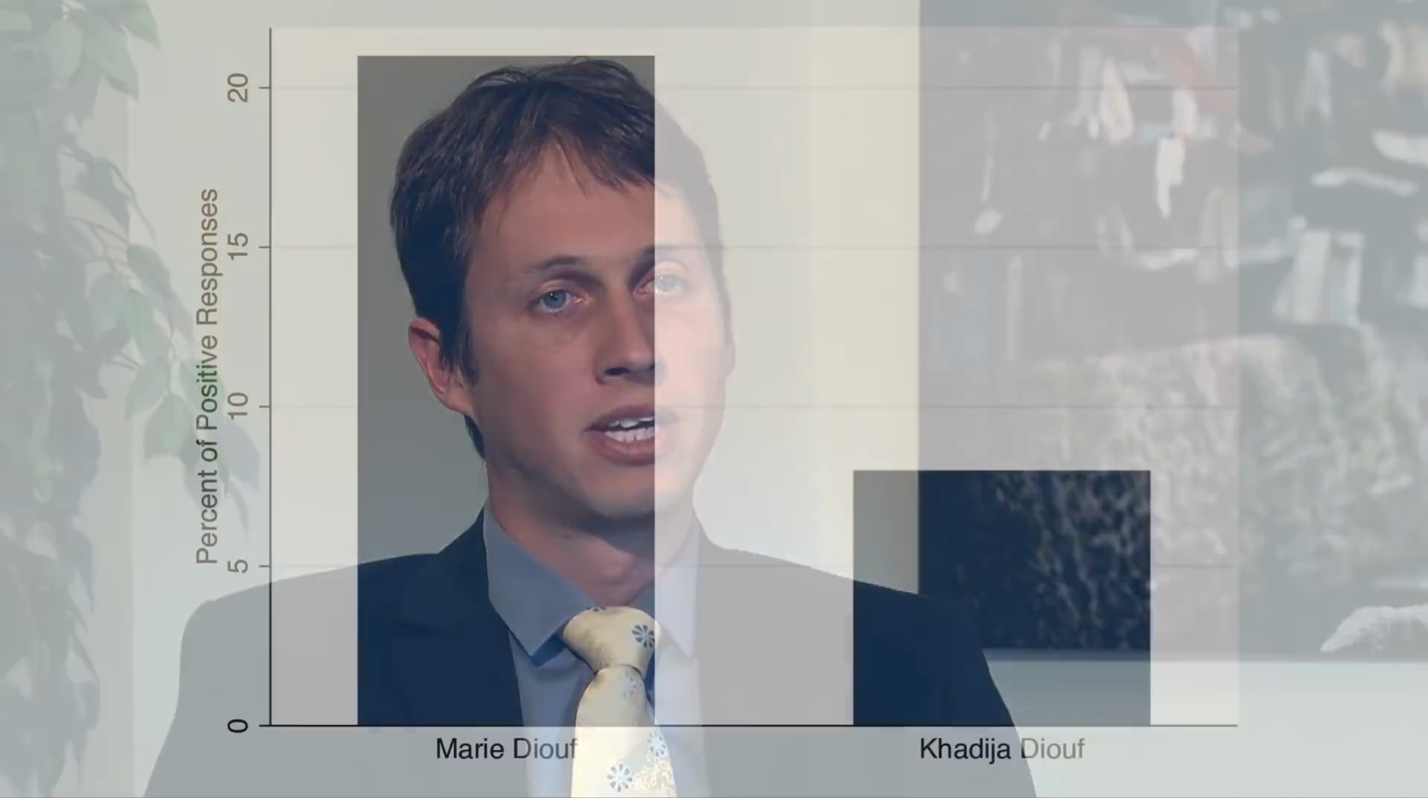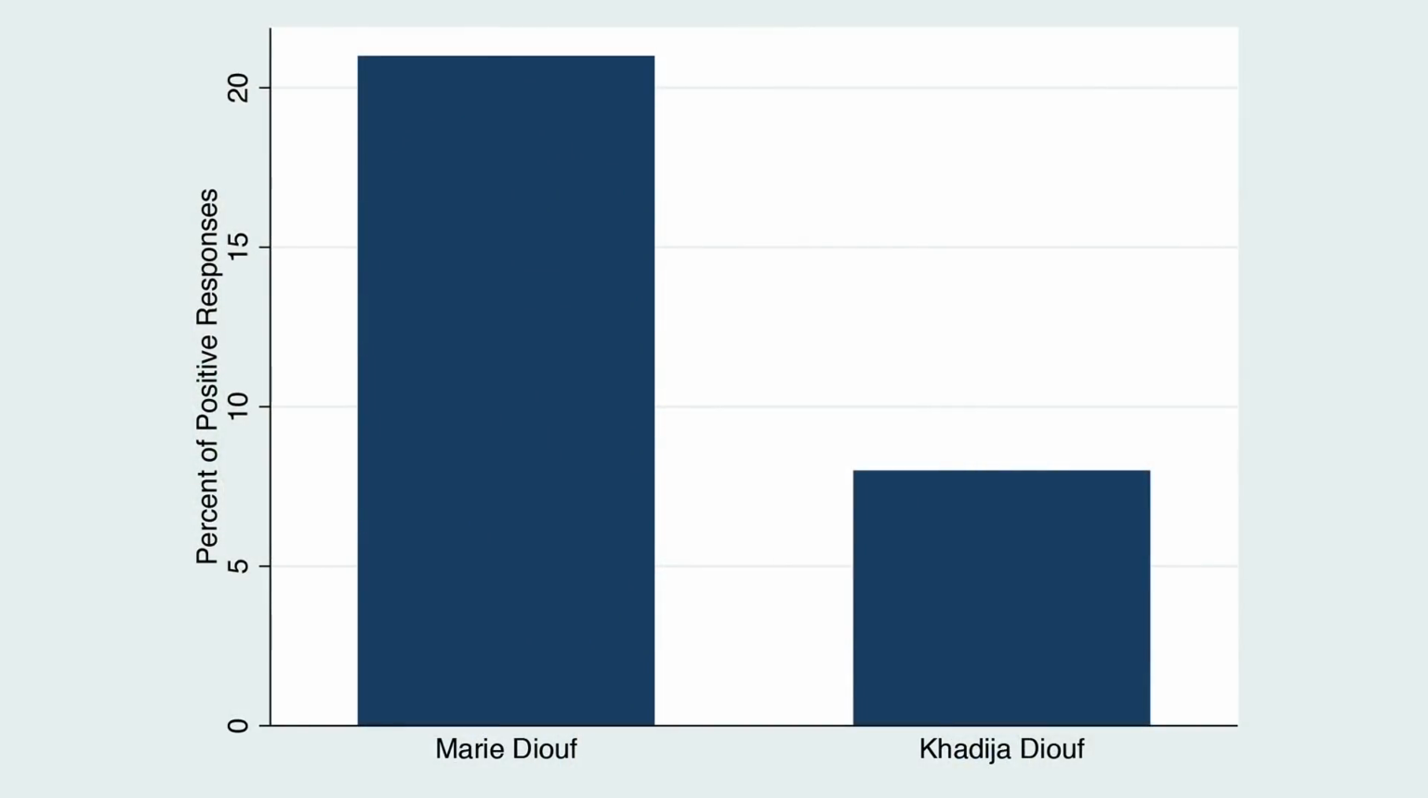In one version, the researchers used a Christian-sounding name. In the other version, the researchers used a Muslim-sounding name. And then they checked to what degree employers are likely to call back these applicants to inquire about whether they would be good candidates for the job. And in this figure here, you see the main results of the study.